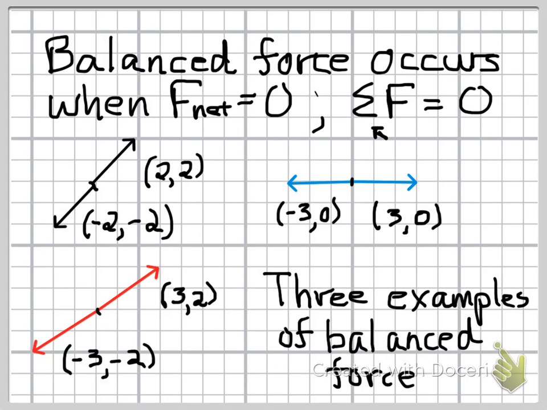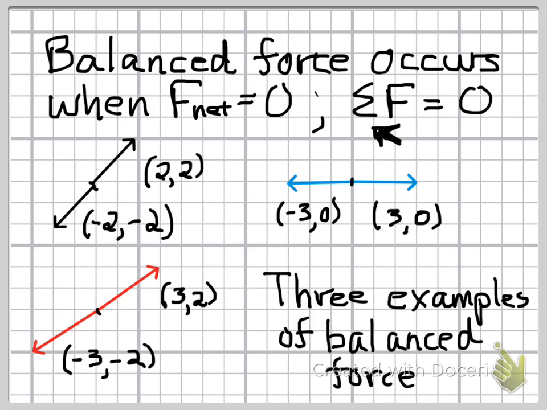Balanced force occurs when the sum of all of the vectors acting on an object is 0. That means the net force is 0, and you see a Greek symbol, sigma, here, which also indicates that you add all the vectors acting on an object. So you have balanced force when the sum of the vectors is 0.